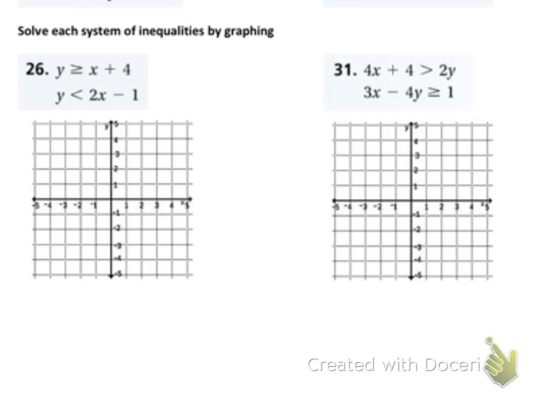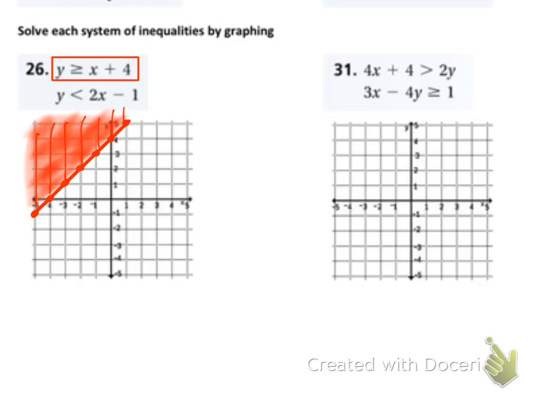Now 26 and 31 are solving inequalities by graphing. The first part of this is then graphing y is greater than x plus 4. From the previous section, we have our y-intercept is 4, our slope is 1, so there is the line y equals x plus 4. However, I want to be greater than, so therefore I must be above. I shaded in a little bit better.